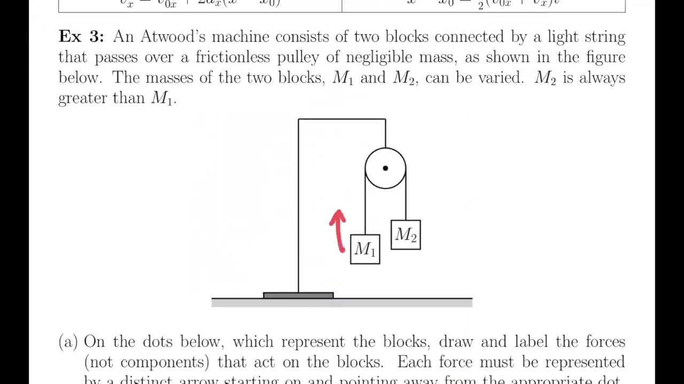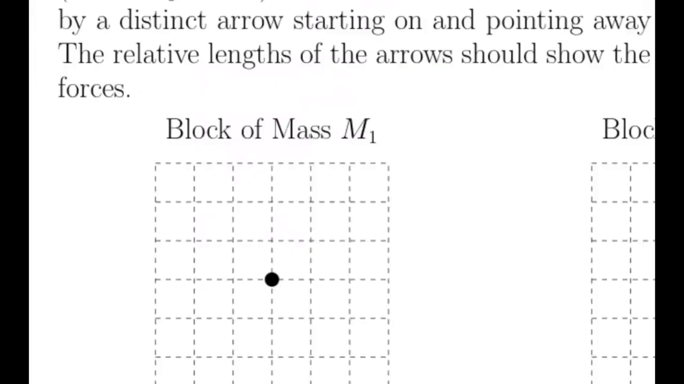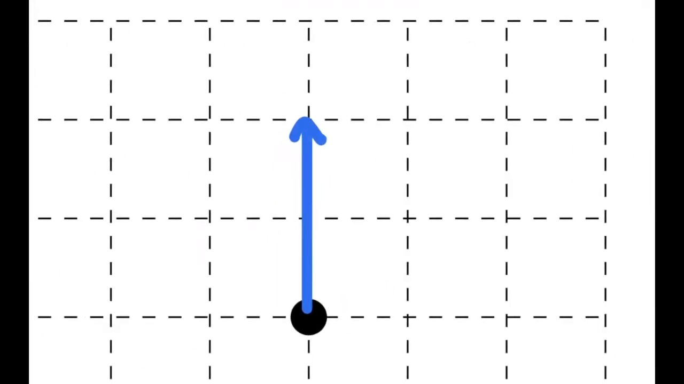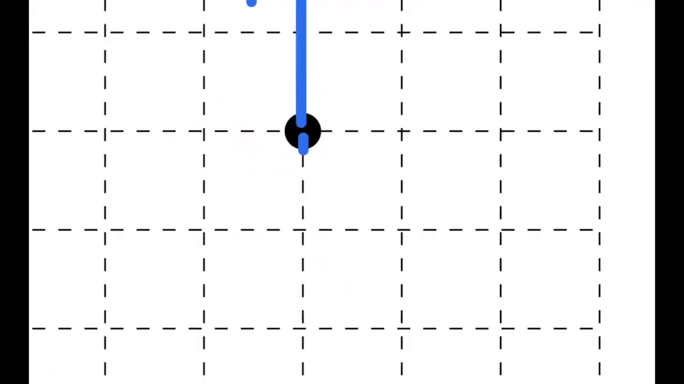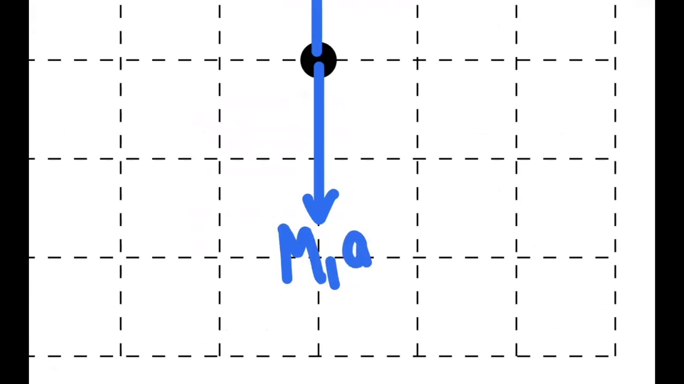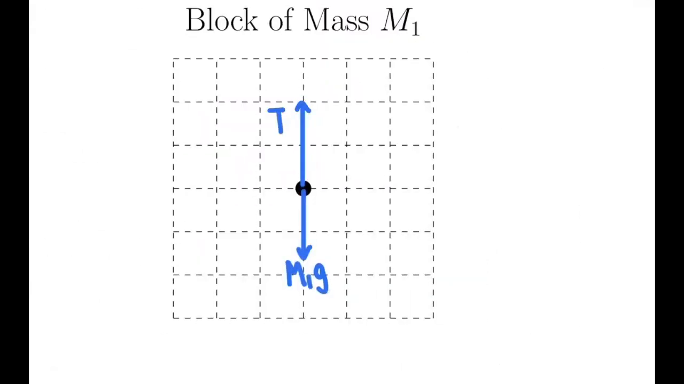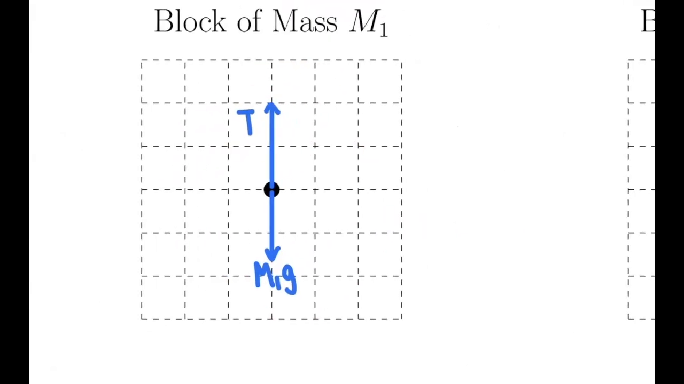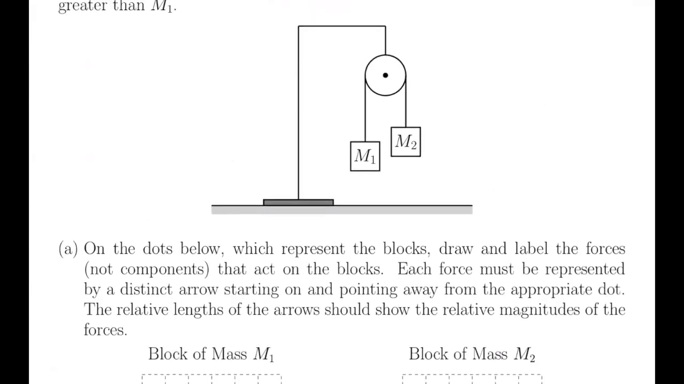Since M1 is going up, there's a net force upward. So tension has to be greater. The upward force has to be greater. I'll draw it like that. I'll call it T. And I'll make the m1g a little shorter. This is capital M1G. All right, because this is moving upward, you should have a longer upward force because the net force is upward. What about for M2?